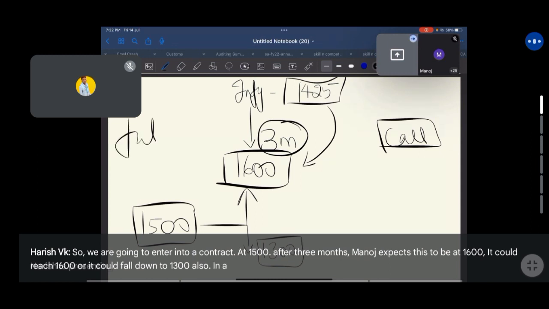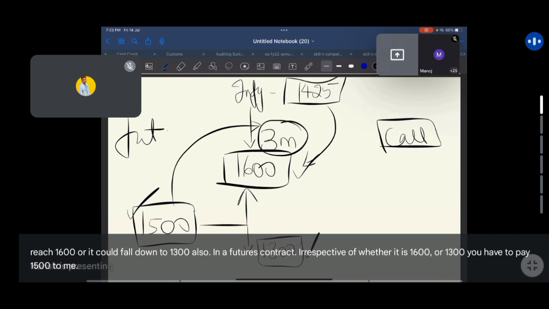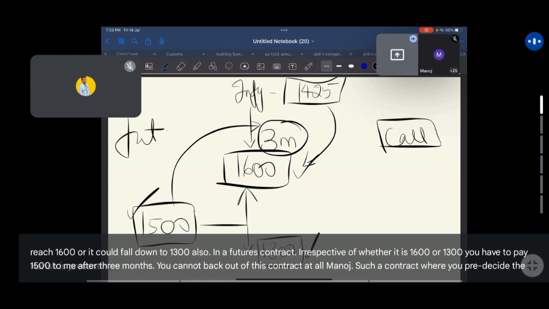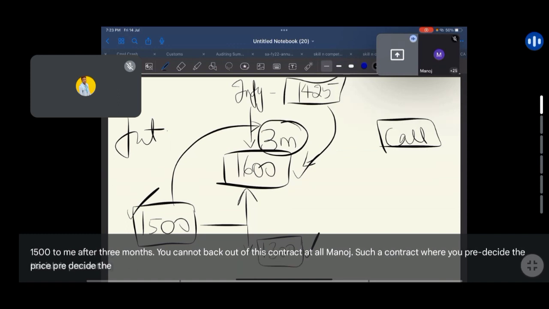In a futures contract, irrespective of whether it is 1600 or 1300, you have to pay 1500 to me after 3 months. You cannot back out of this contract at all, Manoj. Such a contract where you pre-decide the price, pre-decide the date, pre-decide the quantity.